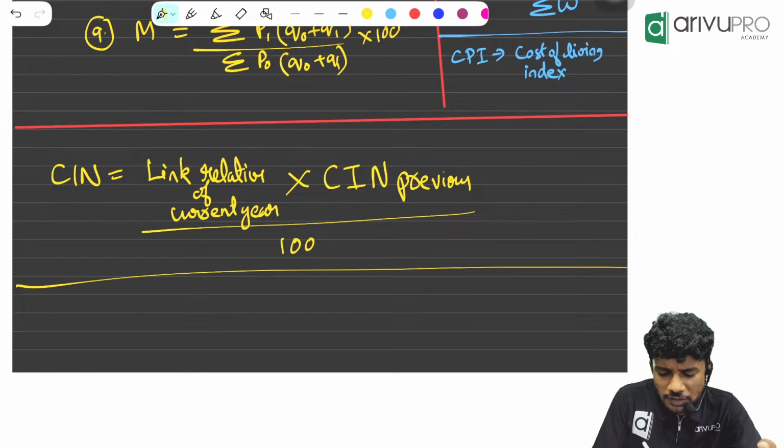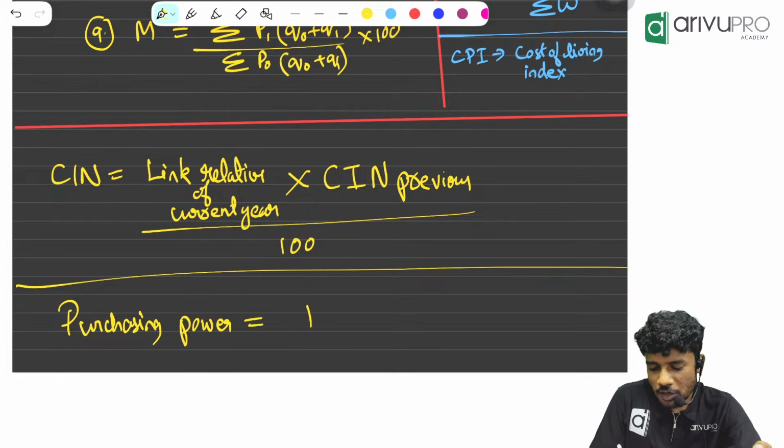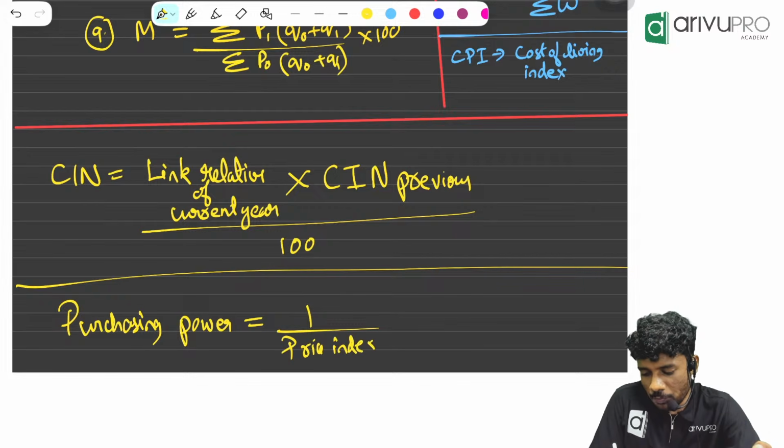Then the last one, which is very important, is purchasing power. Purchasing power is what, people? Purchasing power is nothing but 1 divided by price index number.